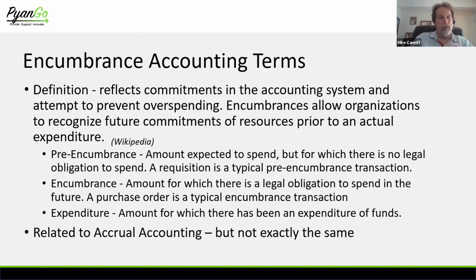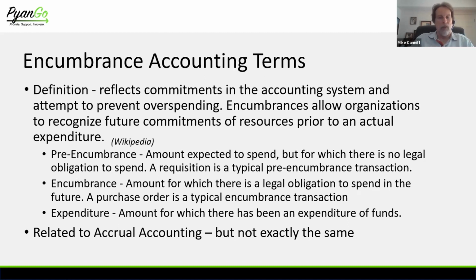So now let's look at what we mean by encumbrance or encumbering against a budget. So, of course, I went to the source of all truth, Wikipedia, and figured out that the definition is that it reflects a commitment or an obligation by the company for a particular expense. And then we can break that down into these three different buckets, if you will. A pre-encumbrance, or sometimes it's called a soft commitment, is an amount that you expect to spend, but you haven't legally been obligated to spend it yet.